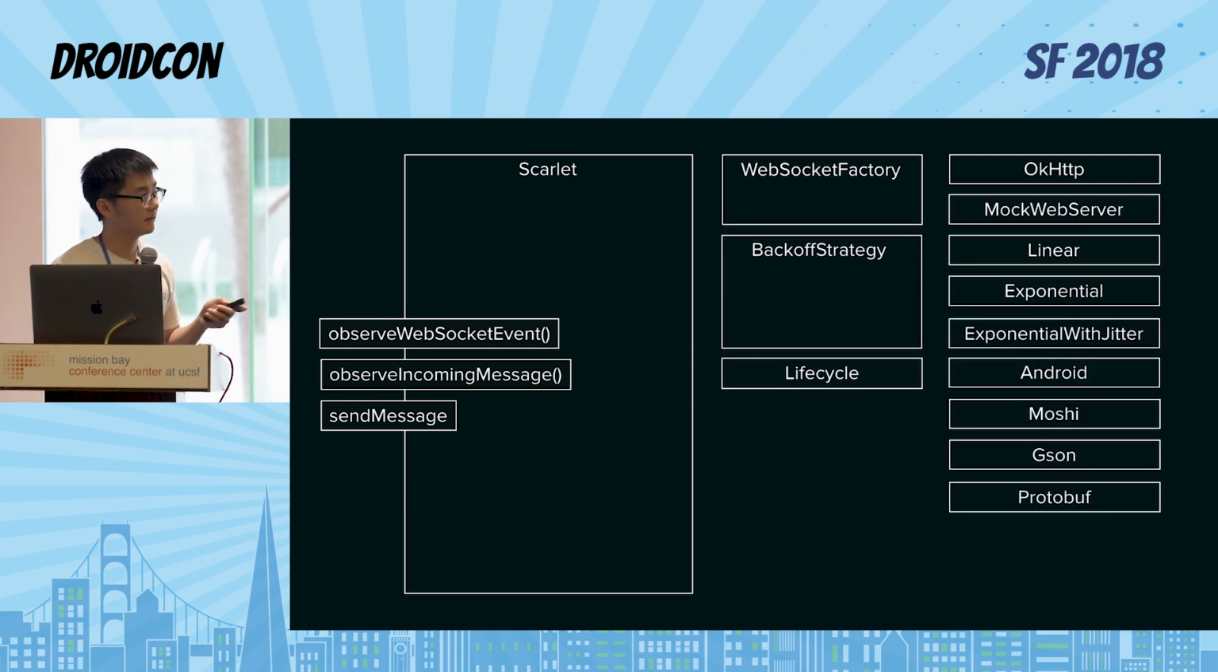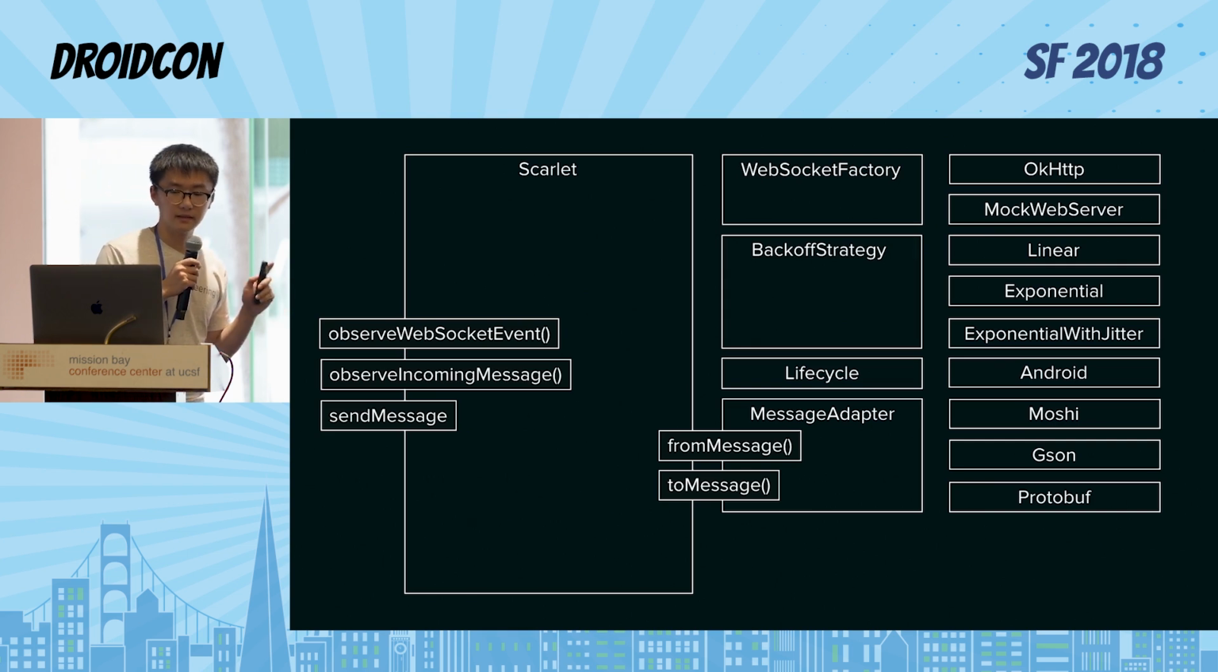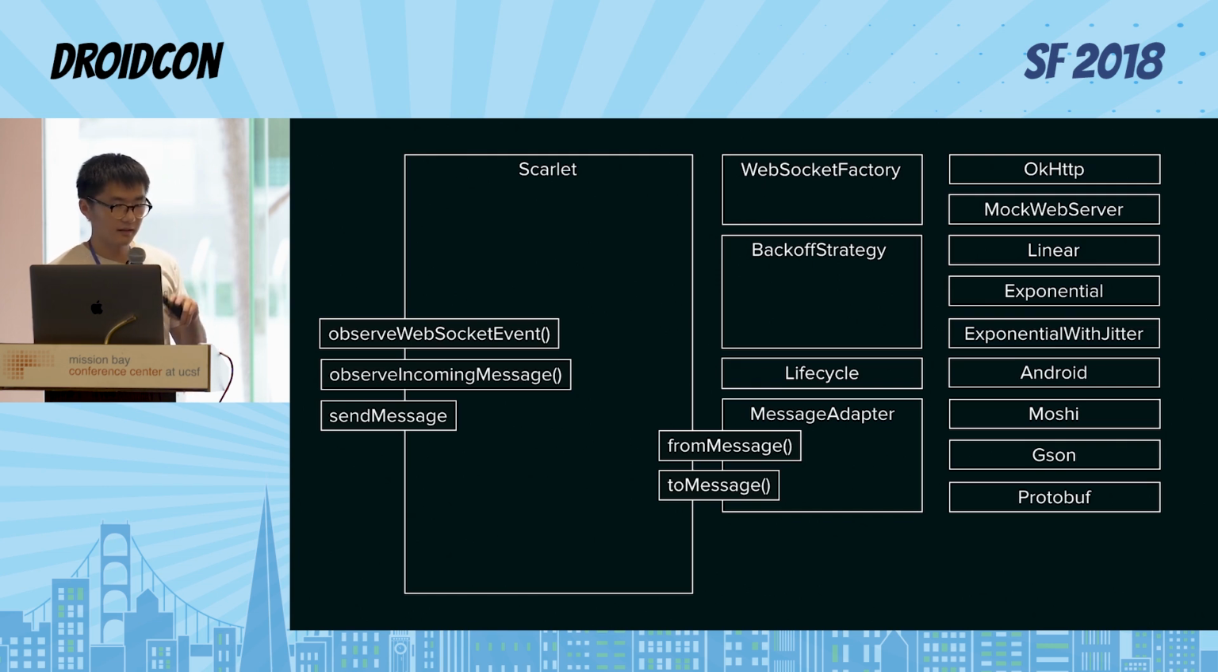Scarlet supports using Moshi, Gson, and Protobuf to do data serialization. This is done through an interface called message adapter. The message adapter has two methods. One takes your data and turns it into the data structure, the class that you want, and the other serializes a class to a string or bytes.